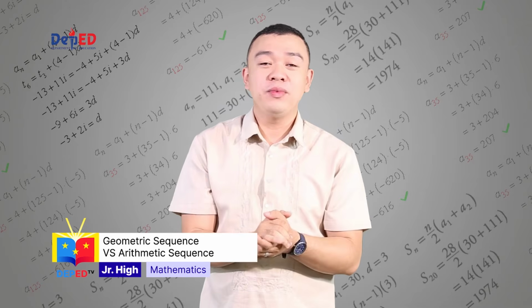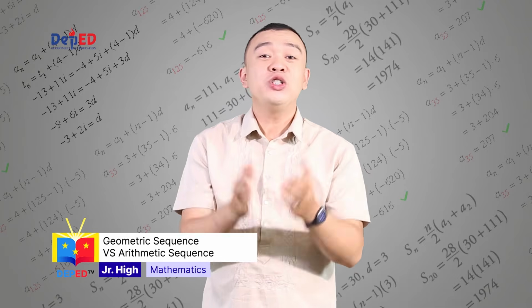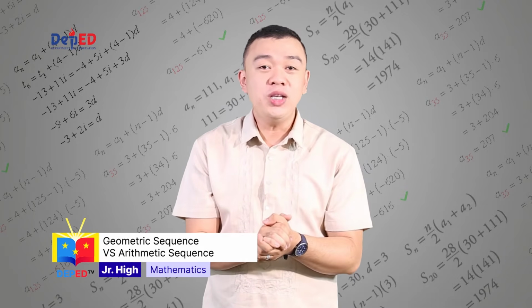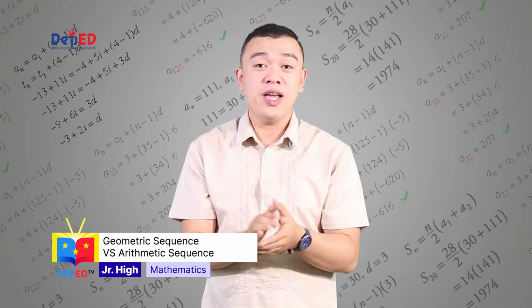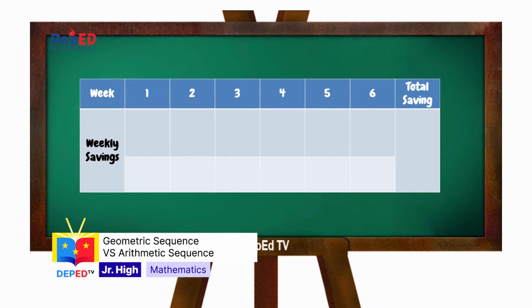To solve the problem, you must analyze accurately the given situation. To help us understand the problem easier, let's present the given in tabular form. There are 6 weeks from the first week of November up to the second week of December. The initial amount saved is 5 pesos, while your target amount at the end of the second week of December is 300 pesos. The amount to be saved is doubled every week.